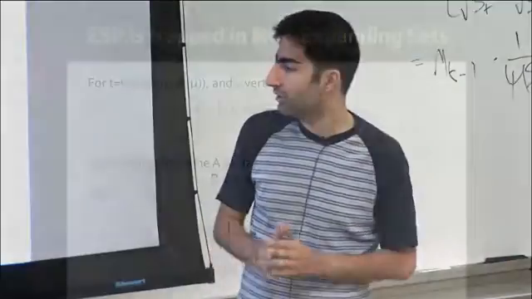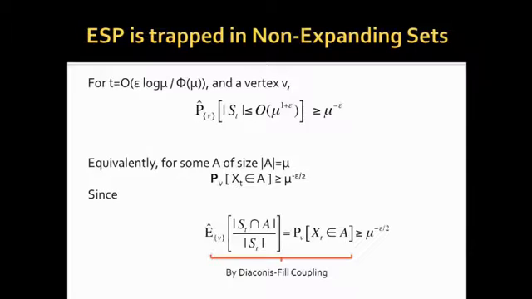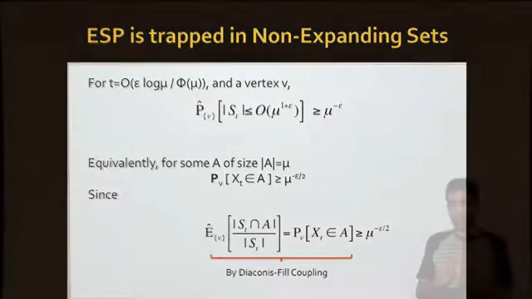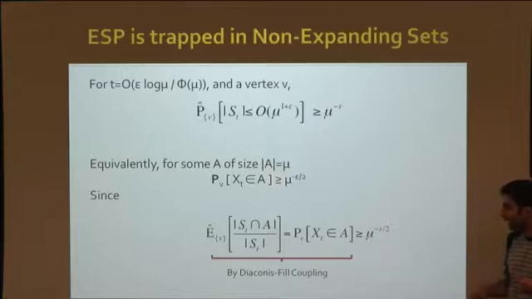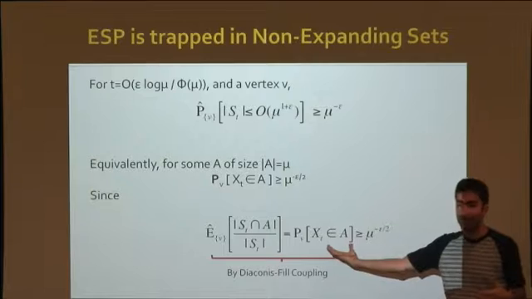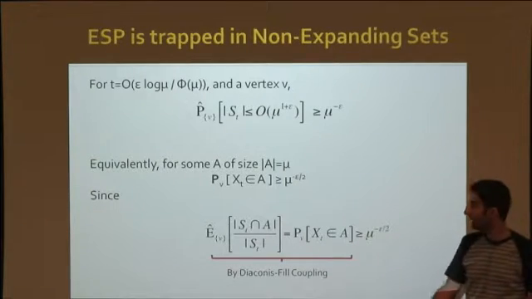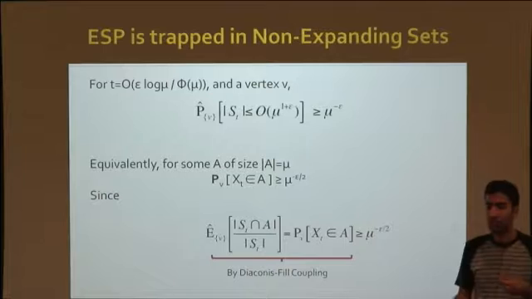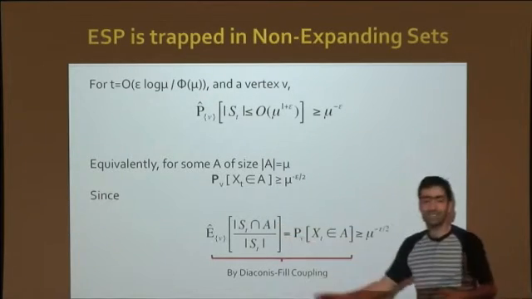Why are these two equivalent? Just use the coupling. Let me recall, what did the coupling say? It says, conditioned on the evolving set process being equal to some particular set, the random walk is uniformly distributed on that set. Now, the probability that a random walk is in some set A is equal to the expected fraction of the intersection of st with A.